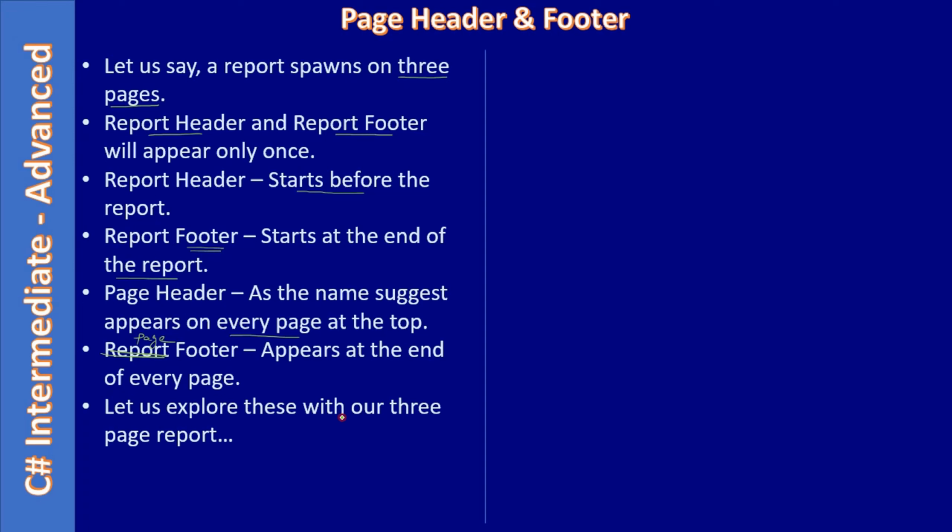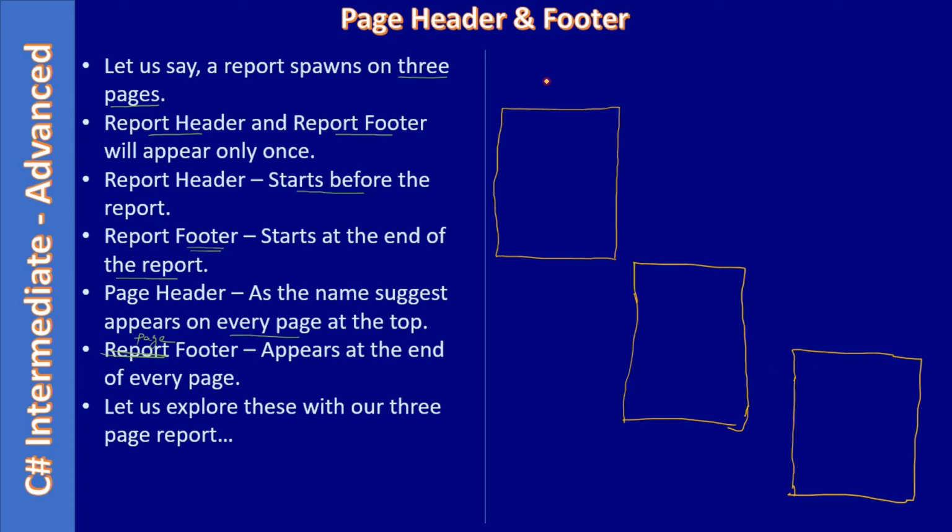Let's explore this with our 3-page report pictorially. So let's say these are all the report pages: page 1, page 2 and page 3. From page 1 you can move to page 2. From page 2 you can move to page 3. The same way you can return back as well. So the table control will span the report.